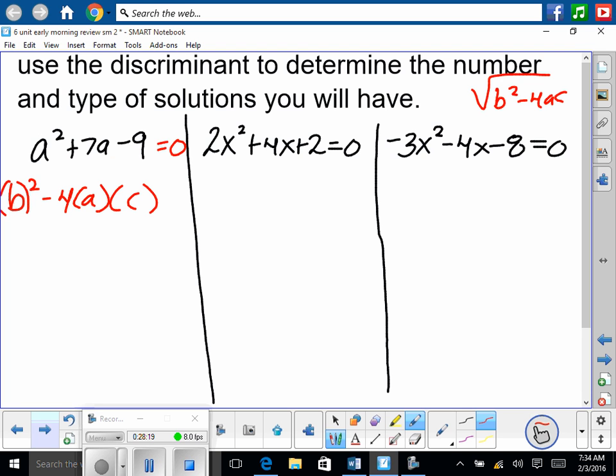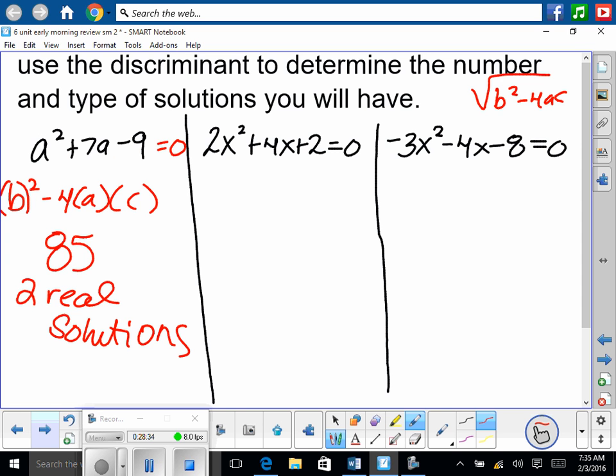So when you calculated that, you got 85. So the discriminant is just 85, not the square root of 85. So because it's positive, our answer would be 2 real solutions. Is everybody okay with that? Don't write the square root, because I'll have to mark it wrong.